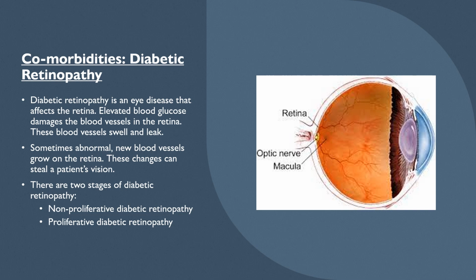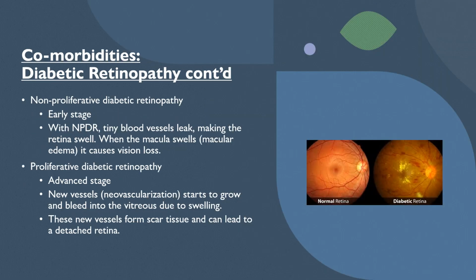Diabetic retinopathy. Diabetic retinopathy is an eye disease that affects the retina. Elevated blood glucose damages the blood vessels in the retina. These blood vessels swell and leak. Sometimes abnormal, new blood vessels grow on the retina. These changes can steal a patient's vision. There are 2 stages of diabetic retinopathy: non-proliferative diabetic retinopathy, and proliferative diabetic retinopathy.